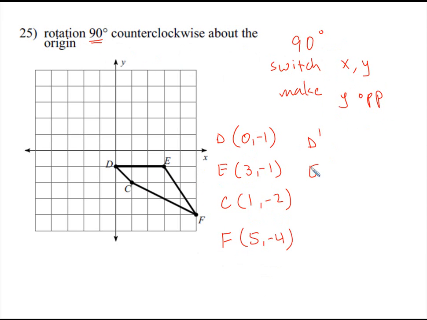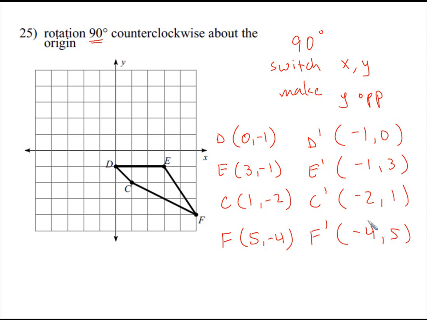So for D prime, E prime, C prime, and F prime, the first thing I'm going to do is switch the x's and the y's. That'll be -1, 0. That'll be -1, 3. Then -2, 1, and then -4, 5. So I've just switched x and y. Now I need to make all the y's the opposite.